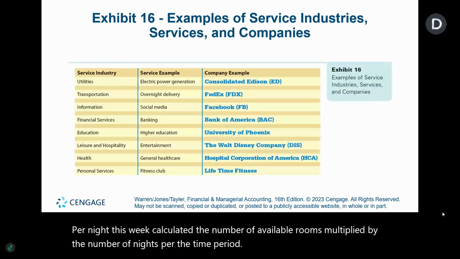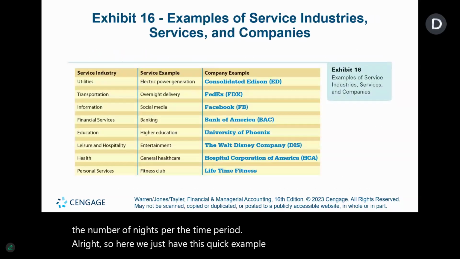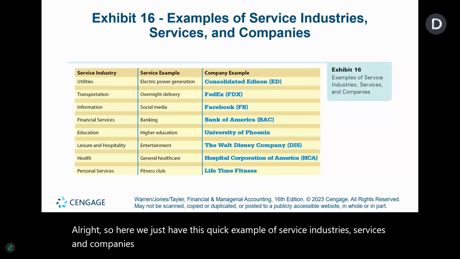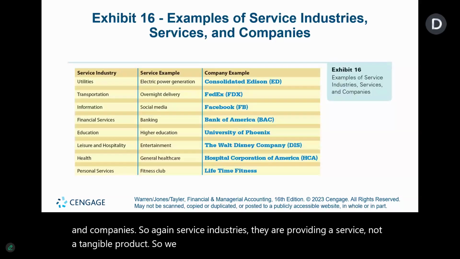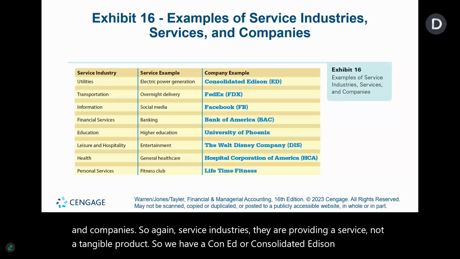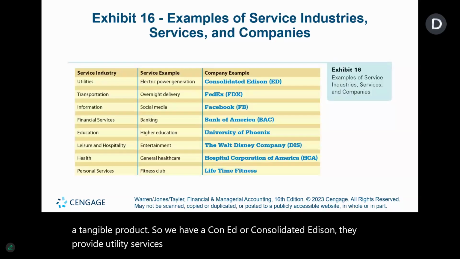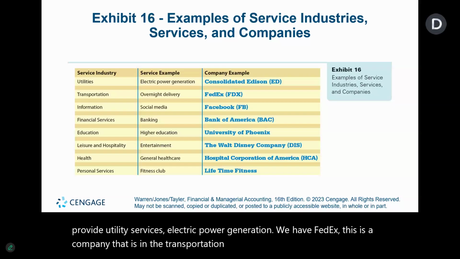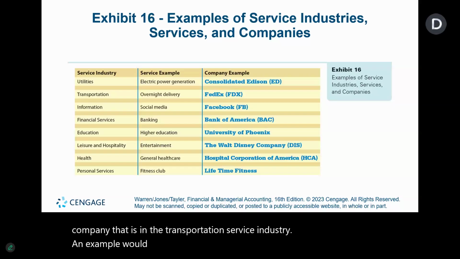All right, so here we just have this quick example of service industries and companies. Again, service industries provide a service, not a tangible product. We have Con Ed or Consolidated Edison. They provide utility services, electric power generation. We have FedEx. This is a company that is in the transportation service industry. An example would be overnight delivery.